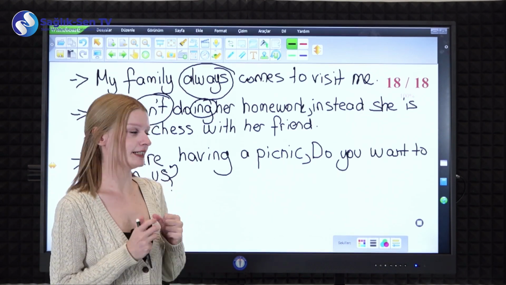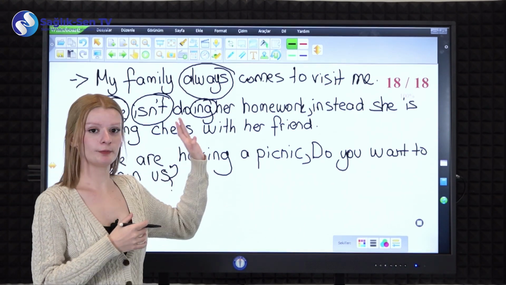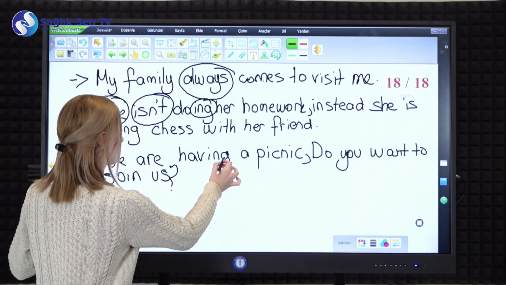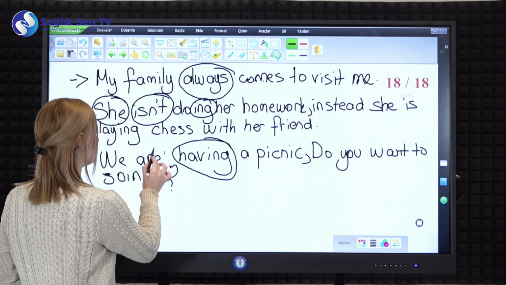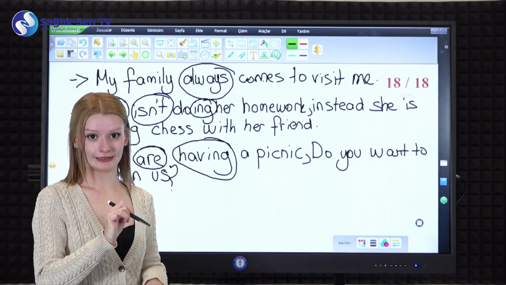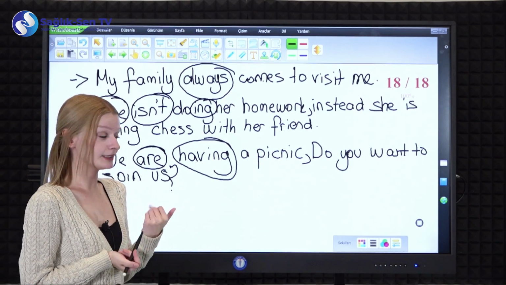Let's have a look at this sentence. We are having picnic. Biz şu an piknik yapıyoruz. I understand it, that is happening right now, from the tense. Do you want to join us? Bize katılmak ister misin?